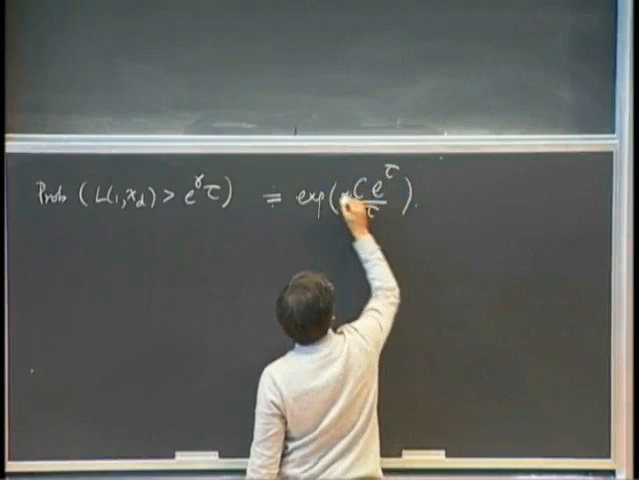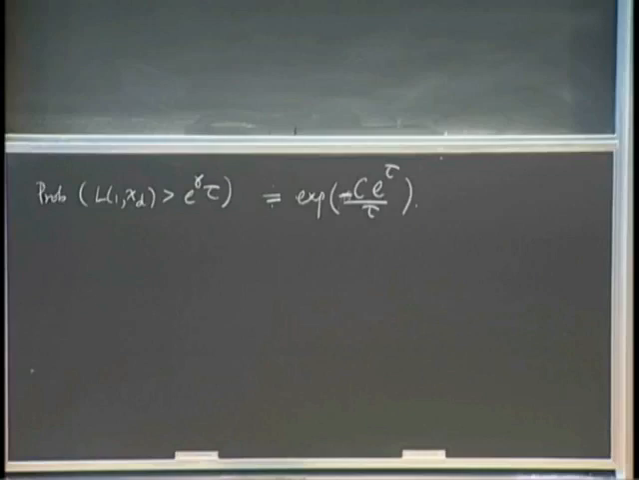So this is not a Gaussian or any kind of nice distribution. It's something which decreases extremely rapidly. It decreases doubly exponentially. And similarly, you can prove something about what the probability of getting very small values of L(1, χ_d) are. Okay?